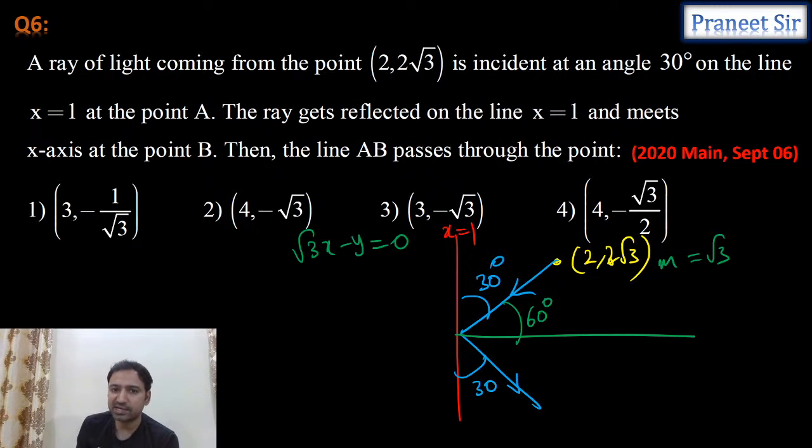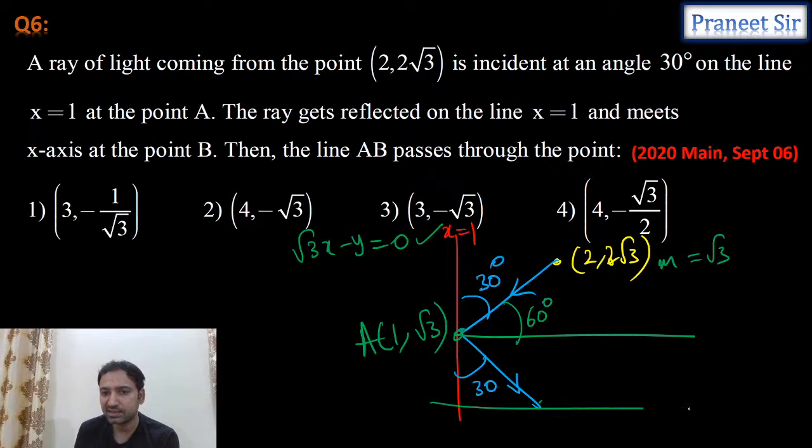Yes. So the incident ray I calculated passes through this point. Can I calculate 1 here? If you calculate 1 here, we are getting 1 comma root 3. This point you take as A. And this is the x-axis, and this point you take as B.